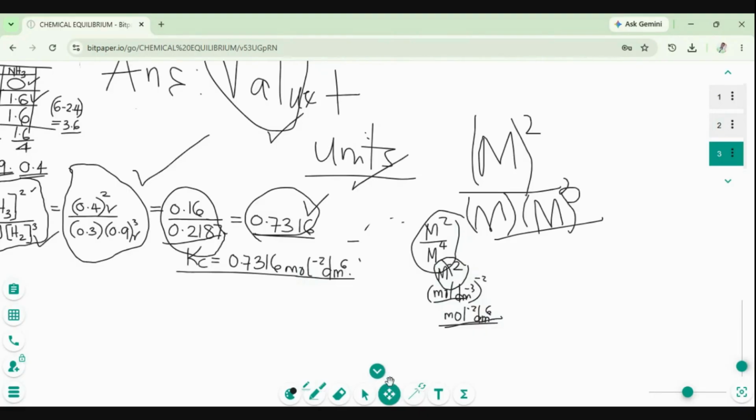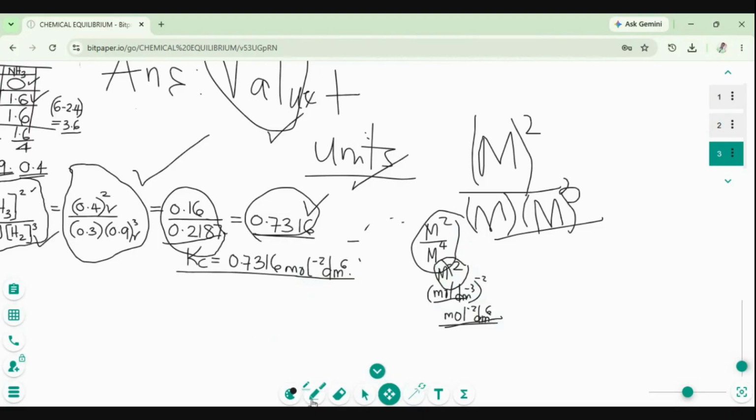Case 1, you only have equilibrium moles. Case 2, you have moles that reacted plus initial moles. Case 3, you have moles at equilibrium plus initial moles. That is how we deal with them. Now, sometimes we reshuffle this.